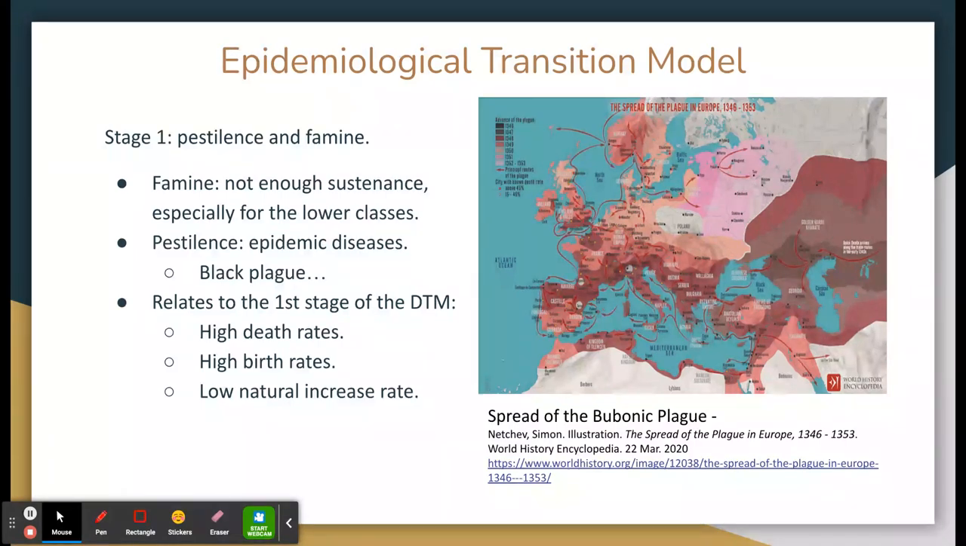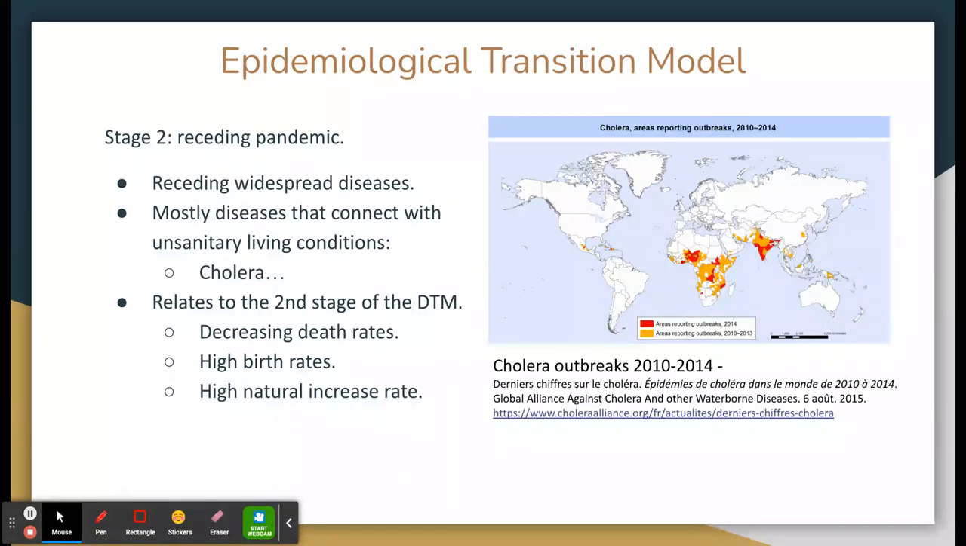This relates to the first stage of the DTM, as there are high death rates, high birth rates, and a low natural increase rate. To continue, we have stage 2, which is represented by receding pandemic. There is a recession of widespread diseases.